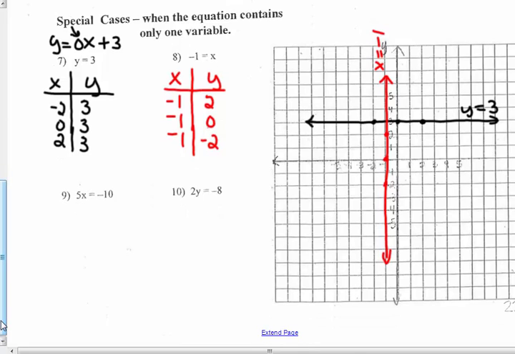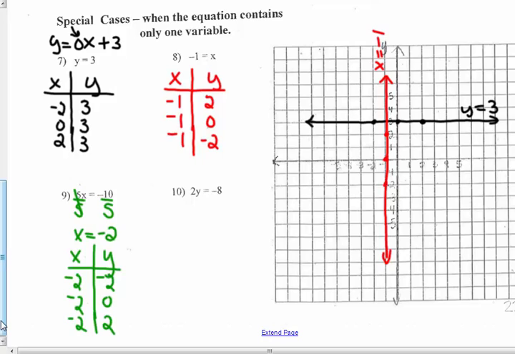Number 9 is going to look very similar to that because it's an x equals, but oh, no, it's not. So I have to make it an x equals. Dividing by 5 on both sides, I get x equals -2. So no choice for x here. Choose 3 values for y. I'm going to choose -2, 0, and +2 for my y's. -2, -2. That's this point. -2, 0, the x-intercept. And -2, 2. So yes, this is the line x equals -2.